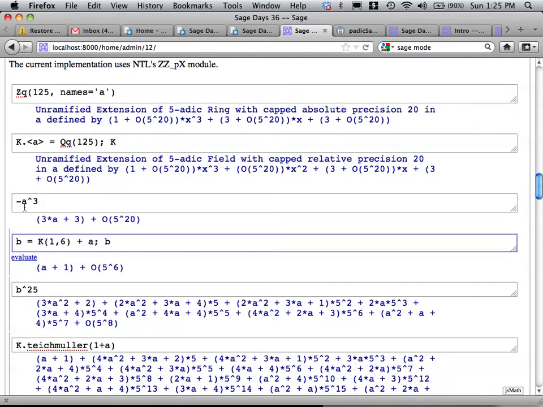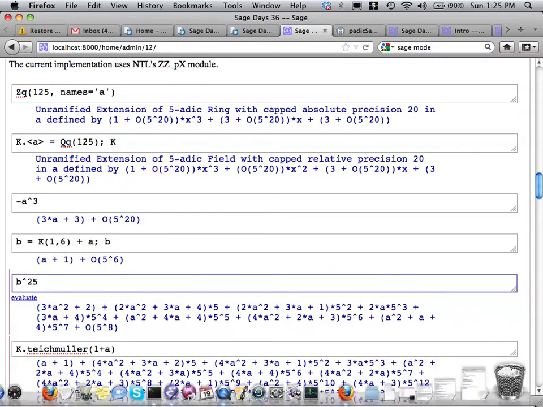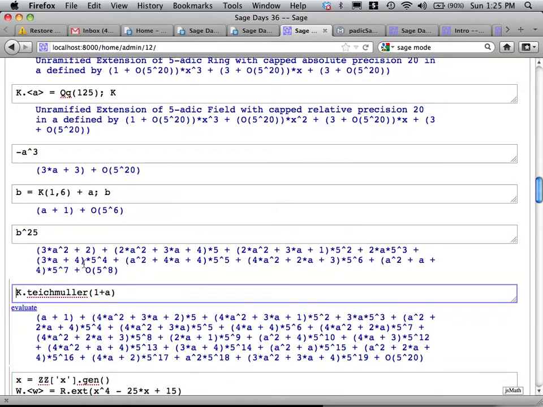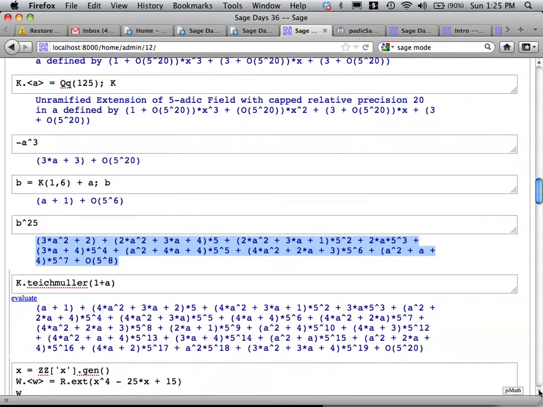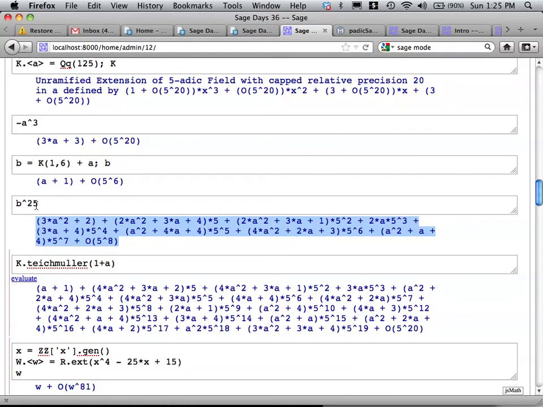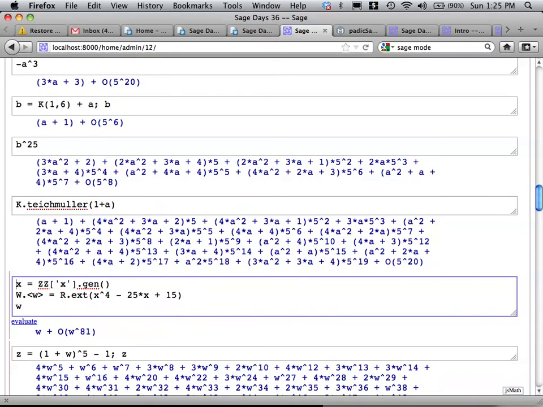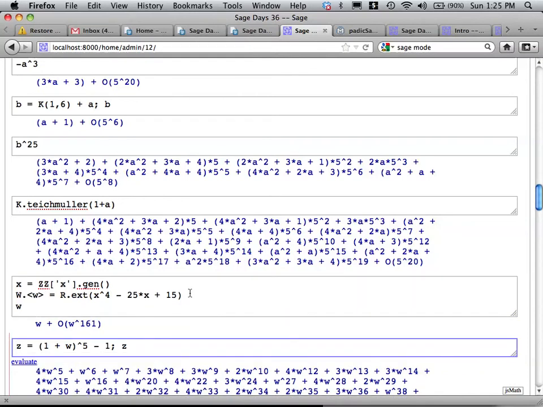So you can do arithmetic. You can create elements with smaller orders. I just wanted to point out that exponentiation actually increases the precision in the way that it should. So if you raise something to a power of 5, this is a 5-adic field, then it increases the precision. There are Teichmuller lifts of various elements. You can create totally ramified extensions.